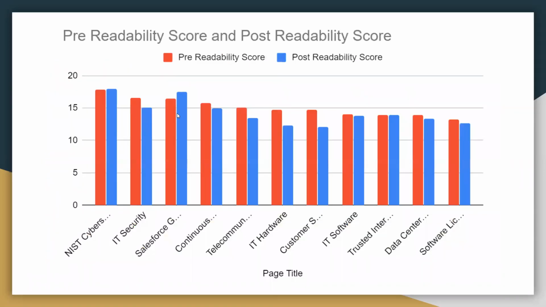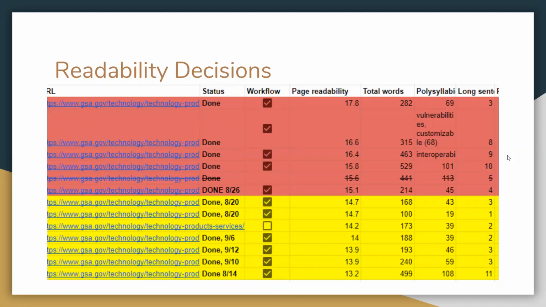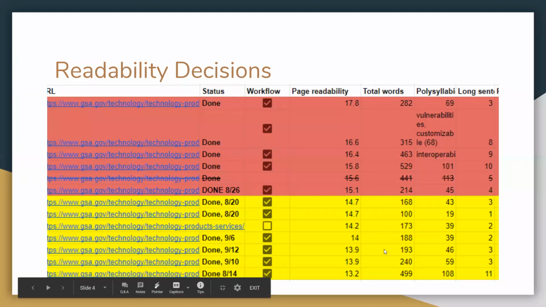Sorry, a little unauthorized advancing. What this gave us was the page readability as calculated by the Flesch-Kincaid formula, and the total words. We could see that some of these pages were really rather short and some were long.